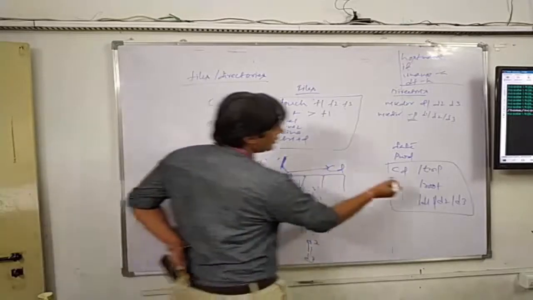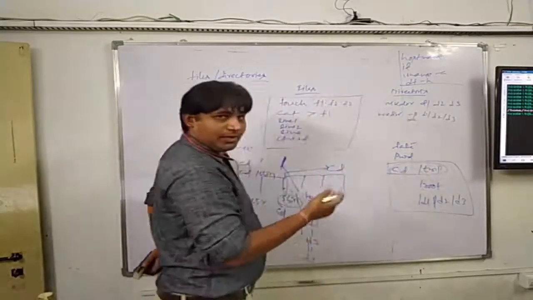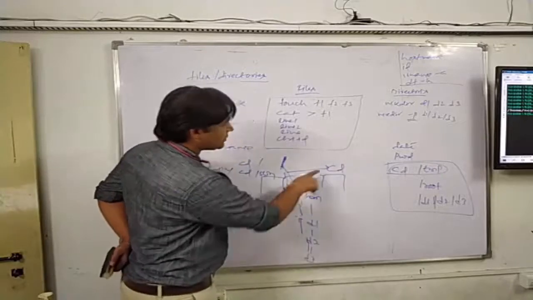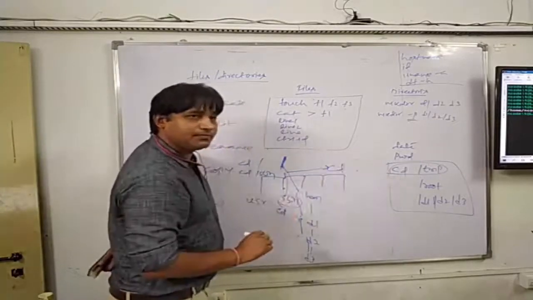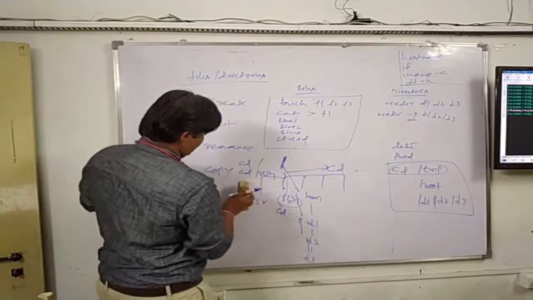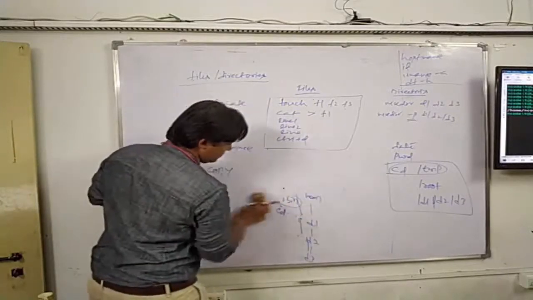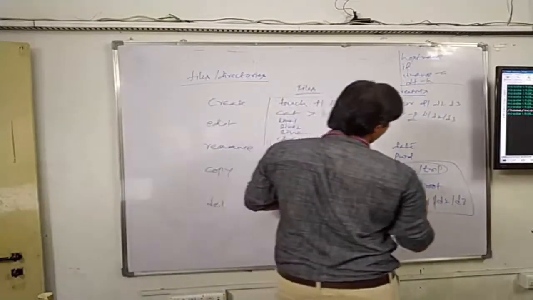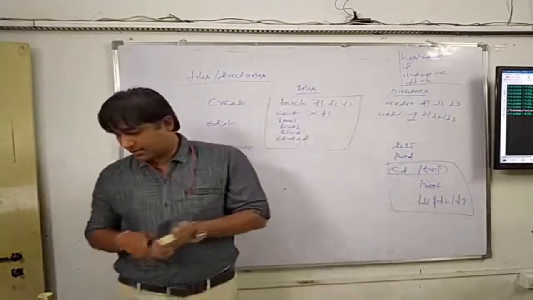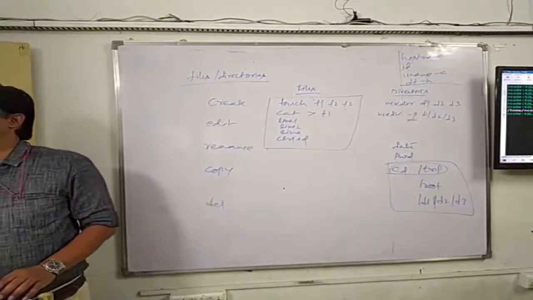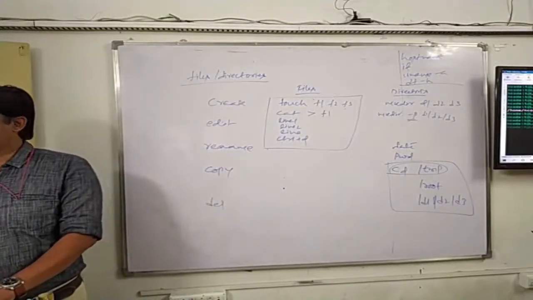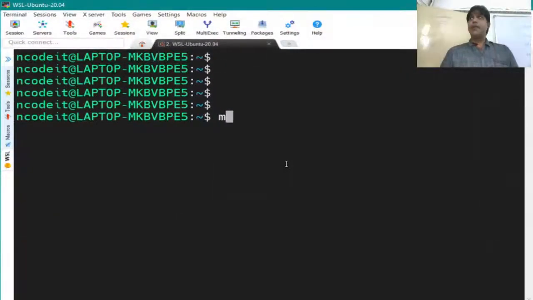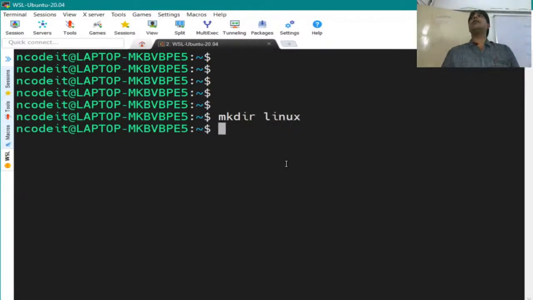Alright? So either you can give the complete path to go wherever you want, or you can run a lot of cd dot dots and move around. Alright? So that's your cd. Let's get back here. So here we're talking about creating the files. I'm going to create a directory here first, mkdir, let's say Linux, alright, cd Linux.